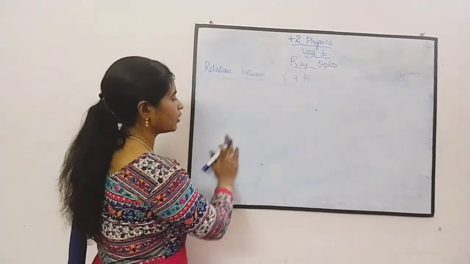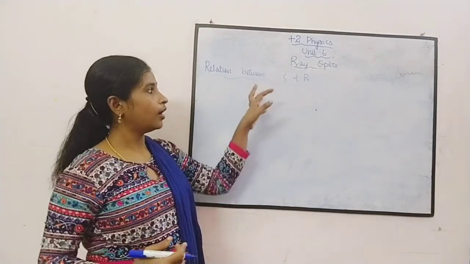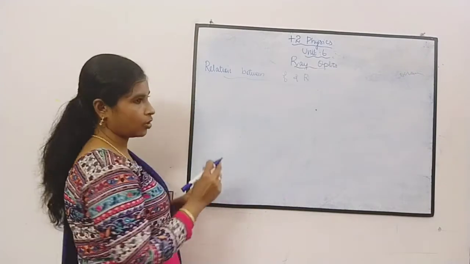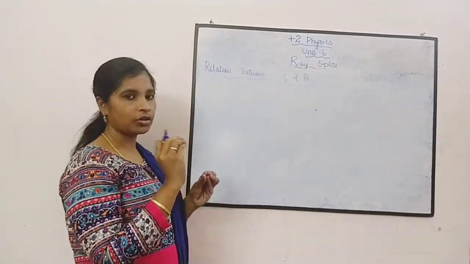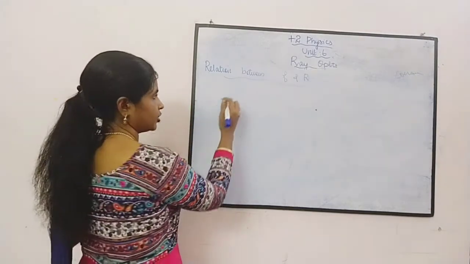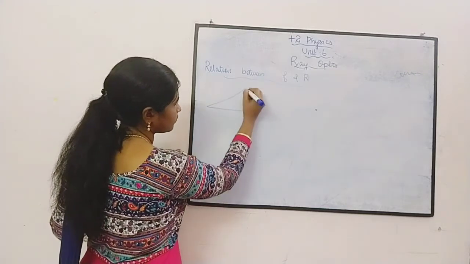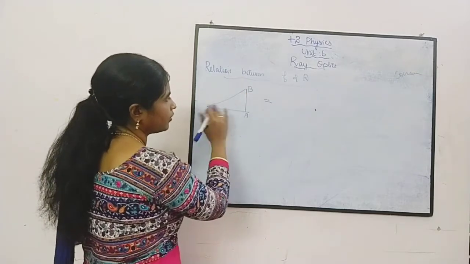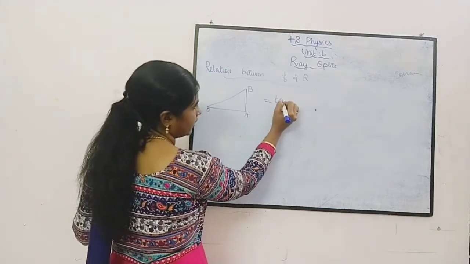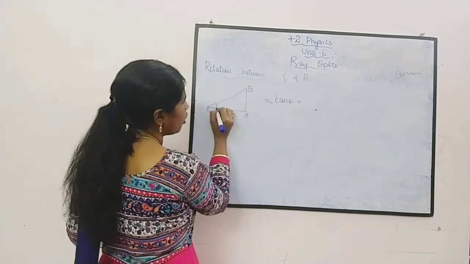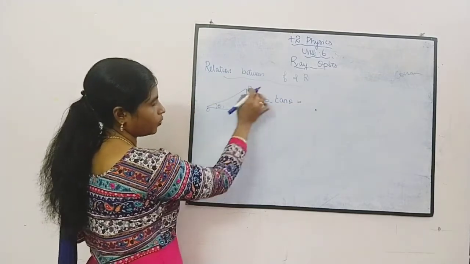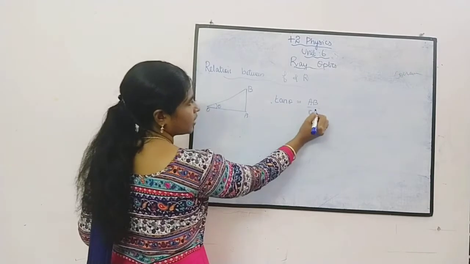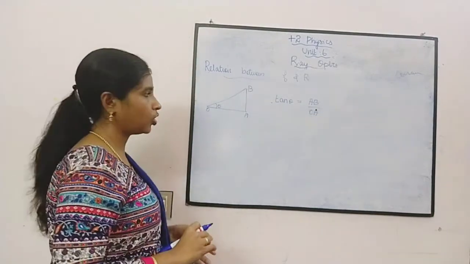So for that, before going into deriving the relation, I will give you one small notation that is used in this derivation. Consider this is O, A and B. For using trigonometry, when you write tan theta is equal to opposite side by adjacent side, here the opposite side is AB and the adjacent side is OA. So this is using simple trigonometry.